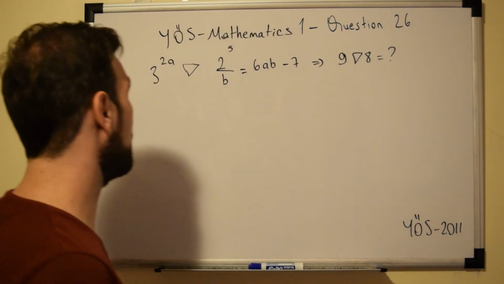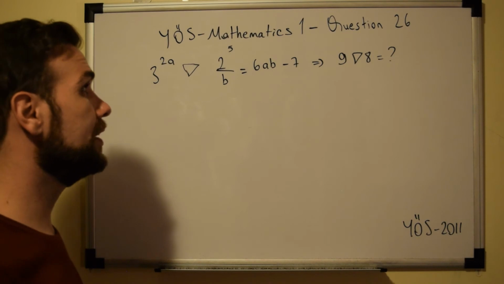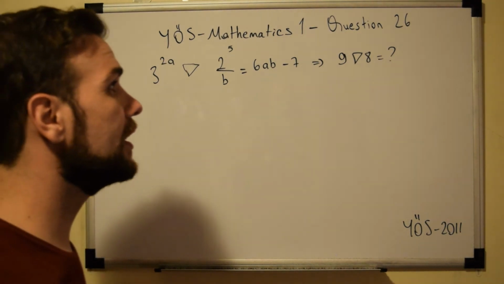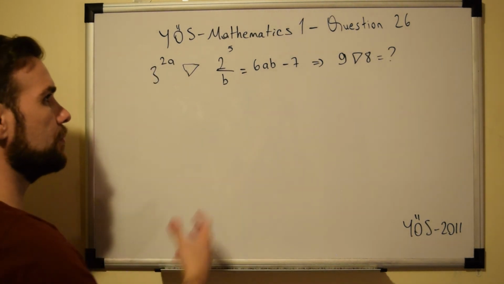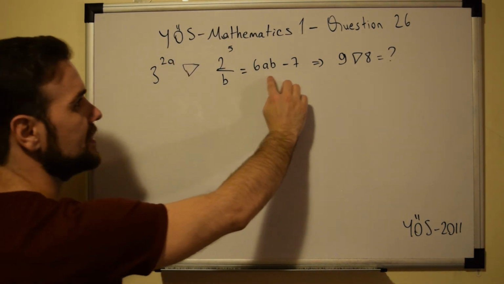In this question we have 3 to the power of 2a triangle 2 to the power of 5 over b, which is equal to 6ab minus 7. And we are asked to find 9 triangle 8. What do we do in these kinds of problems? As you can see, this symbol represents this expression.